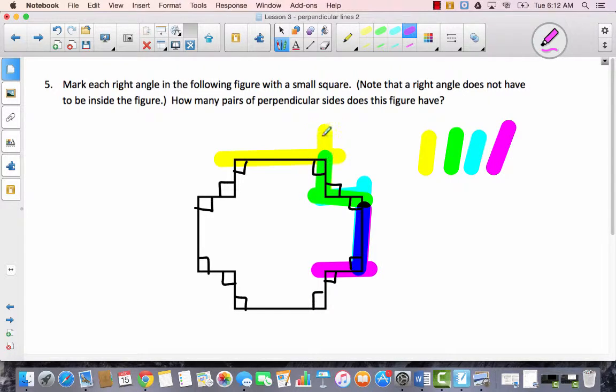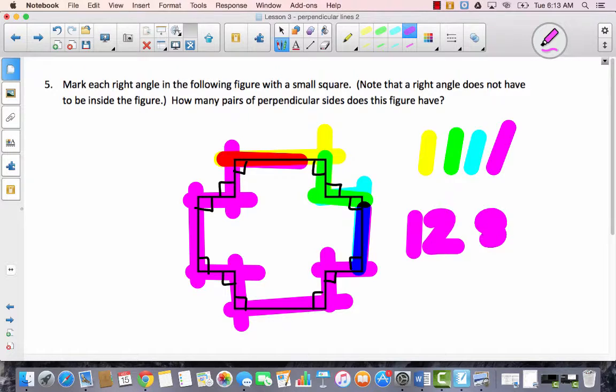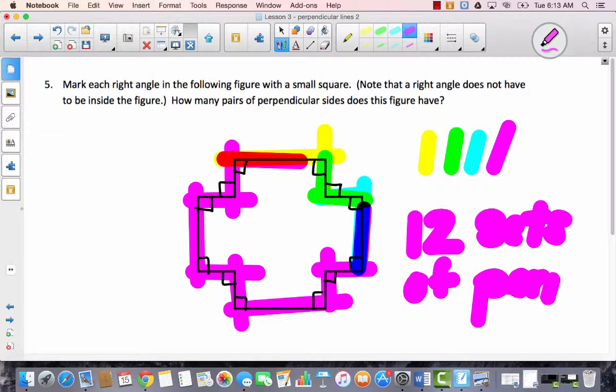So I've got 1, 2, 3, 4, 5, 6, 7, 8, 9, 10, 11. Would this be another set right here? 12. So the answer is 12 sets of perpendicular lines. I know that's really fat, but you can tell what it says. 12 sets of perpendicular lines.